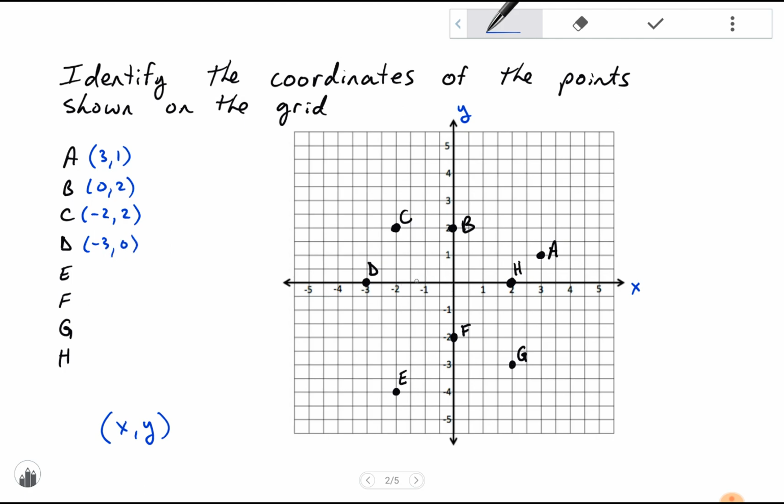E, they're both negative, -2, and this one is down 4. So we write -2, -4. F is here, so there's no movement in the x direction, so that's 0 in the x-axis, and then down 2. G is at +2, -3. And H is at +2 and then 0 in the y direction.